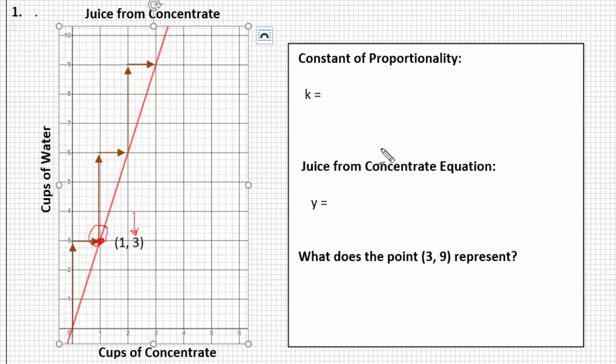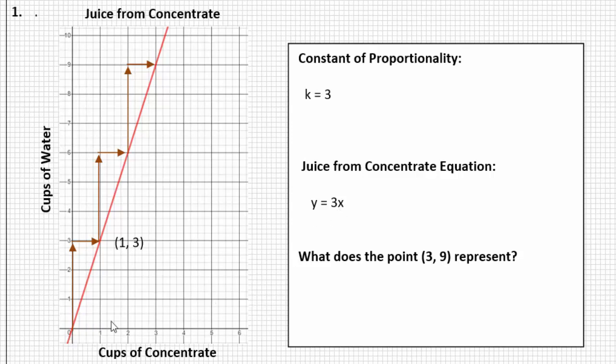So from there, can you identify and write it down here what our constant of proportionality is and our equation for juice from concentrate? That's right. If you said that our constant of proportionality or our unit rate was 3 and that our equation was y equals 3x, I'd agree with it, and it checks out.